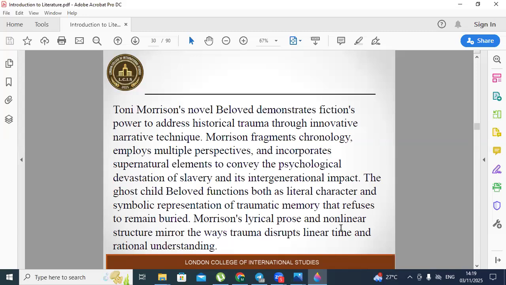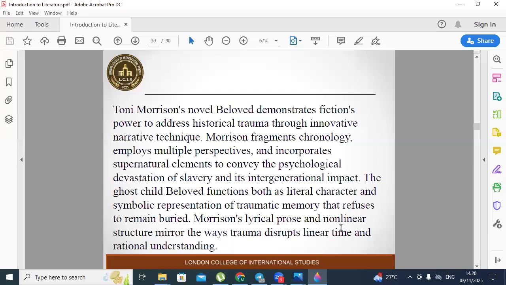Morrison employs multiple perspectives, giving us different characters' viewpoints. This allows her to show how the same events are experienced differently by different people and how trauma affects an entire community, not just individuals. The ghost child Beloved functions both as a literal character, a supernatural presence in the house, and as a symbolic representation of traumatic memory that refuses to remain buried.